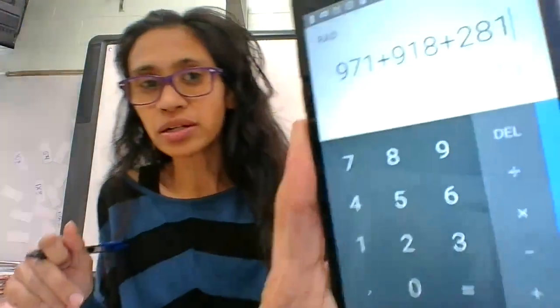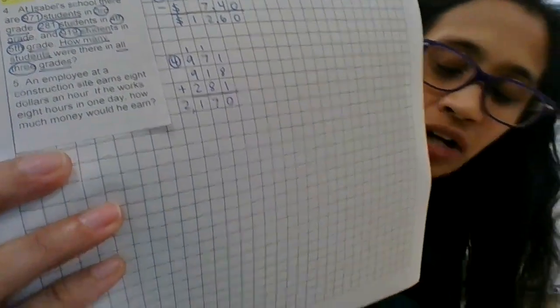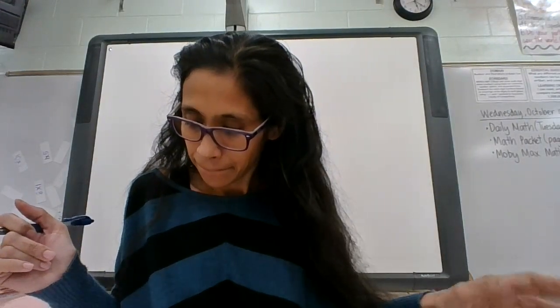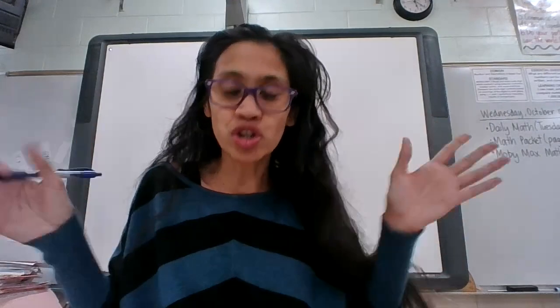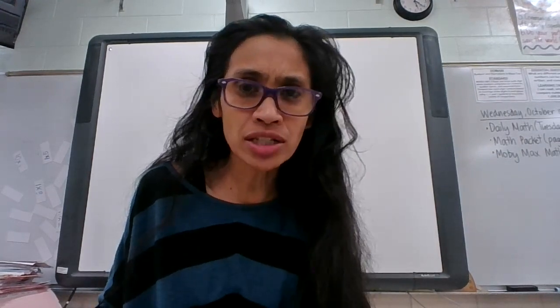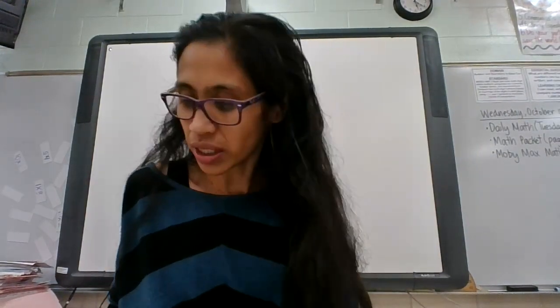Oh, bam. Okay. So I got it correct. There's my answer. And that matches the answer that I have on my paper right there. 2,170. Oh, we forgot the unit. What's the unit? Not grades. Students. So write students. That's a lot of students. Over 2,000 students. Oh, that's a big school. That is a big school.